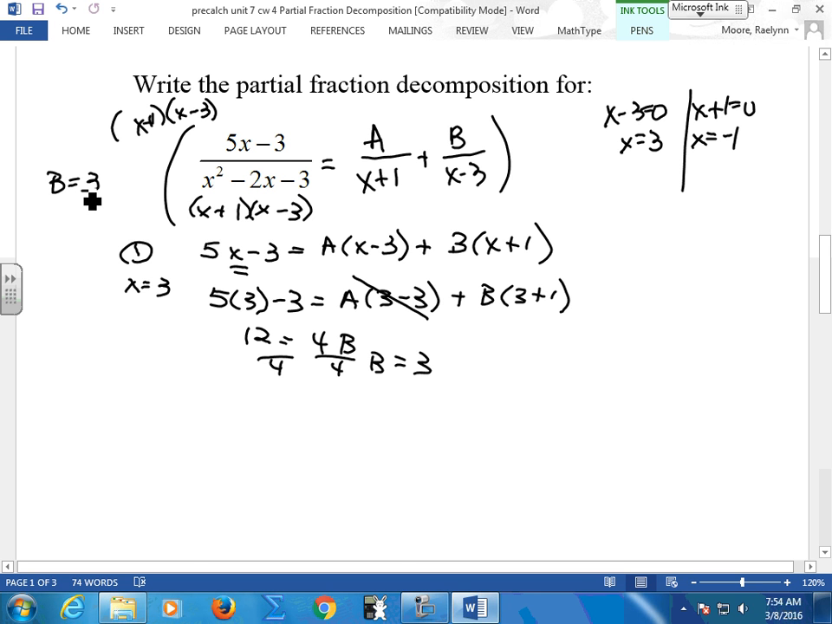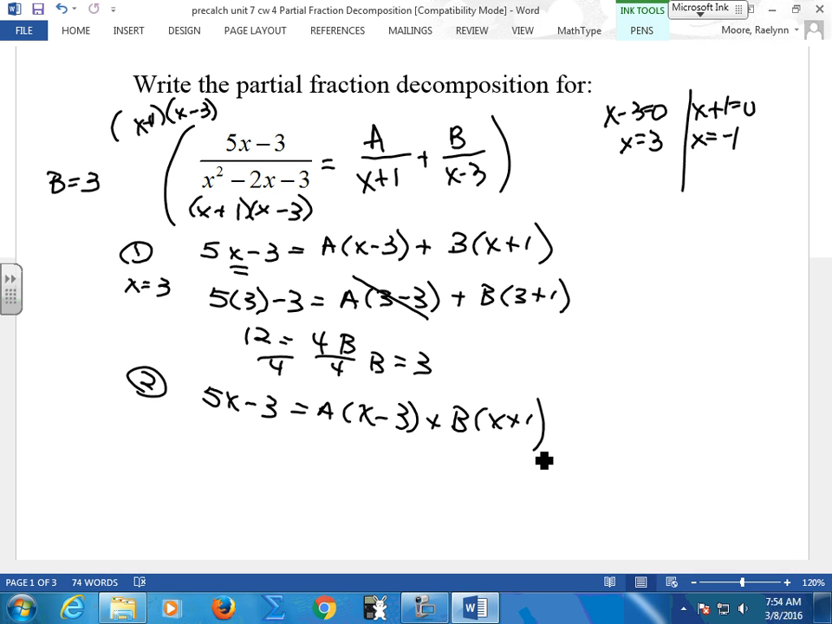Now you just got to rewrite it again. That's the only problem with this. It's kind of like you have to keep redoing this. But we're only doing two factors, so it's not so bad. Okay, then you're going to throw in the next one. And the next one is negative 1.